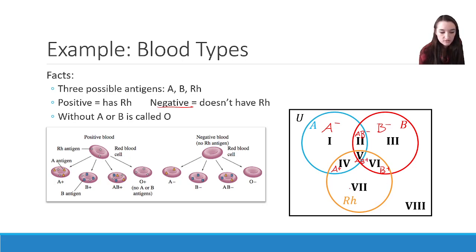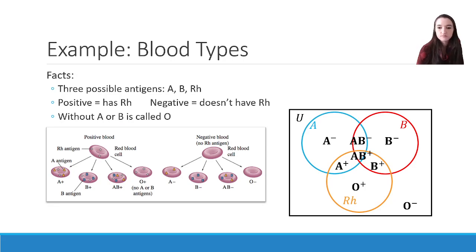So what about region 7 and region 8? Well, that's the area that doesn't have A or B. So without A or B is O. So here's O and here's O. This one has Rh, so it's positive and negative, like so.